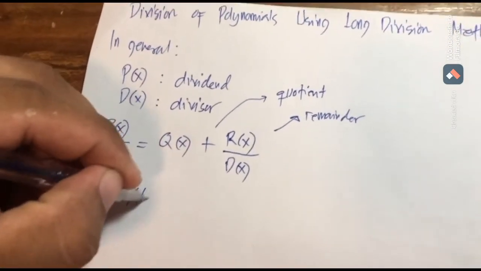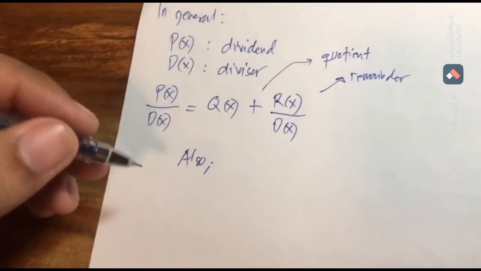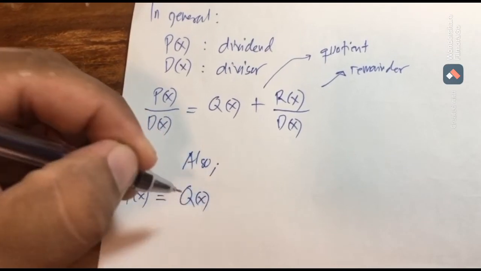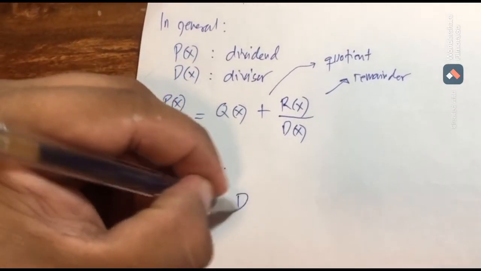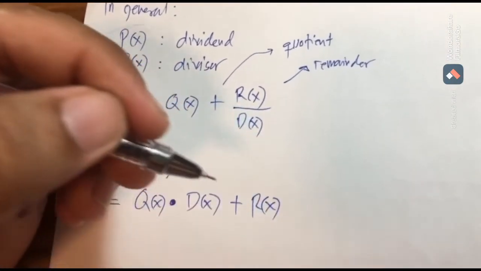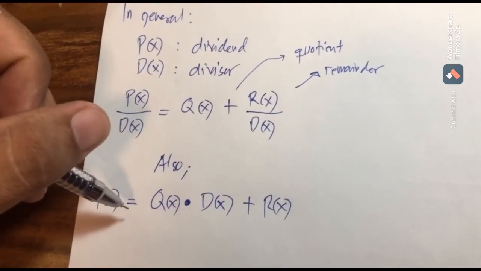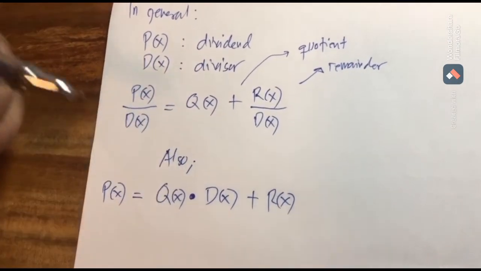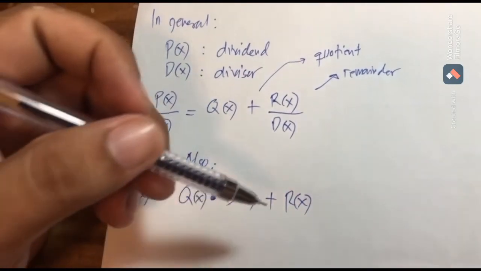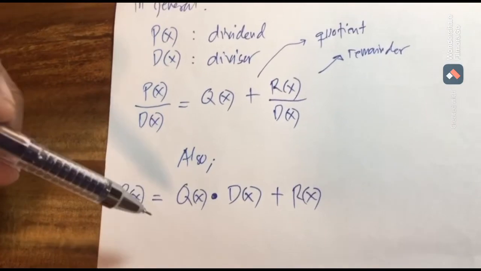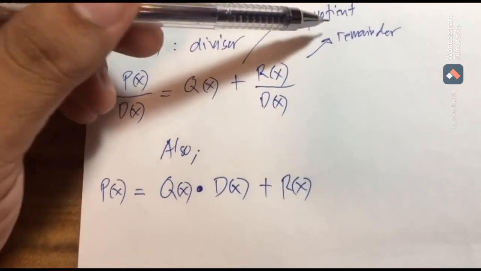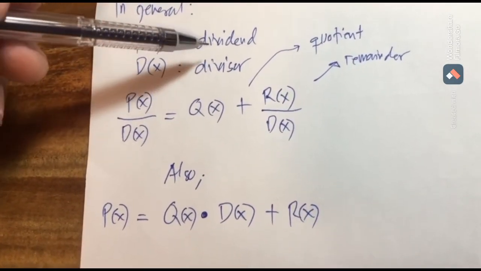Also, we can rewrite as p of x equals what? The quotient q of x times divisor d of x. Okay, then plus r of x, the remainder. So dividend equals the product of the quotient and the divisor plus remainder. R is either 0 or its degree is less than the degree of the d of x. Again, of course, r of x is the remainder, q of x is the quotient, d of x is the divisor, p of x is the dividend.